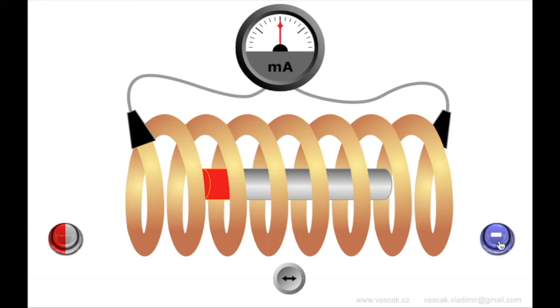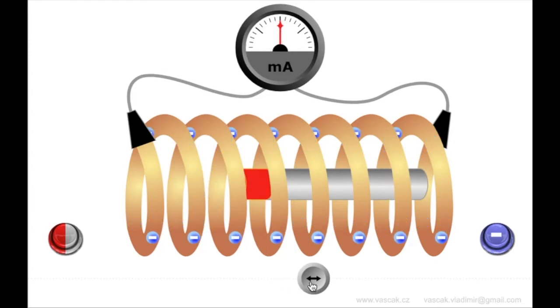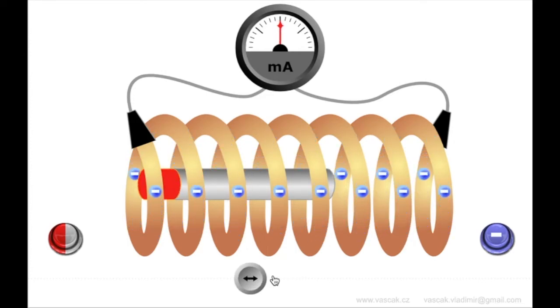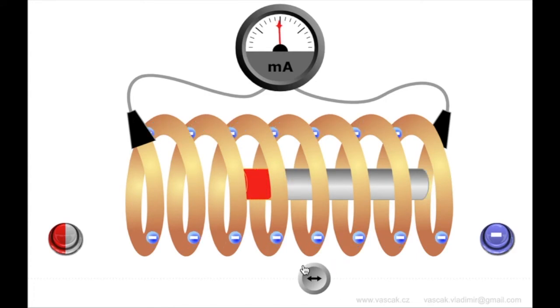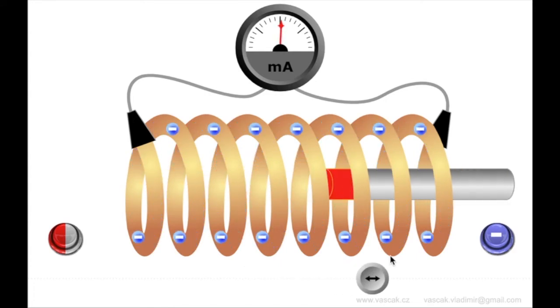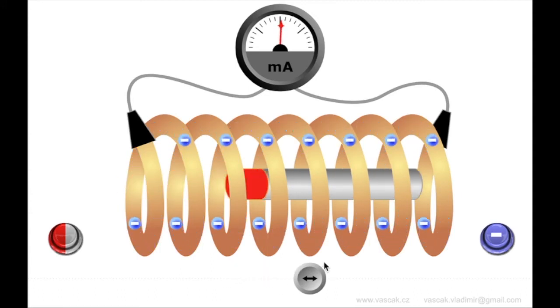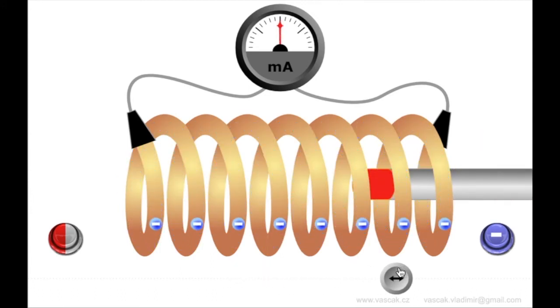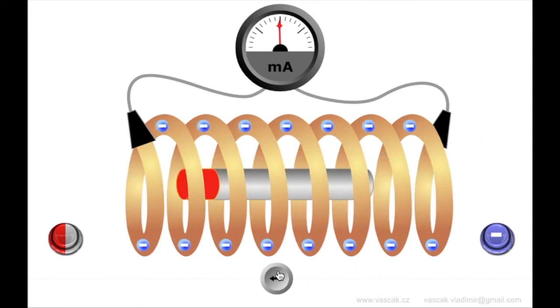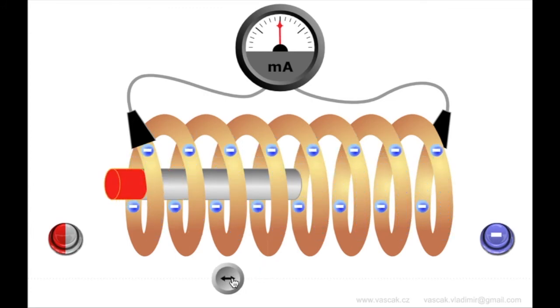And let's have a look at what's actually happening inside the coil. So these little blue blobs with the minus symbols, these are electrons. And so when I move the magnet, you can see that the electrons move. And they move in different directions depending on the direction that I move my magnet. Okay, so when I move it to the right, you can see the electrons moving around in one direction. When I move it to the left, they're moving in the other direction. And that's why the needle either moves to the left or to the right.